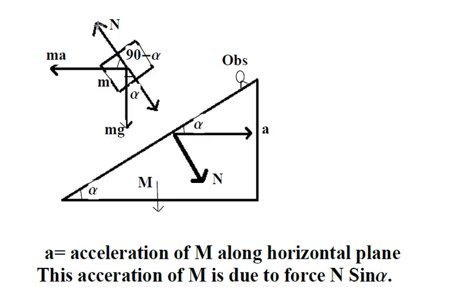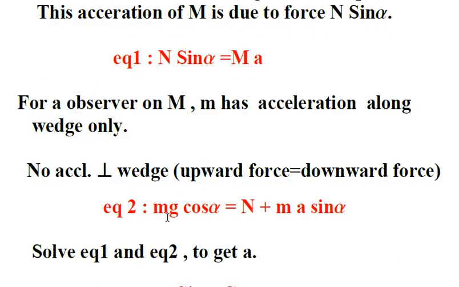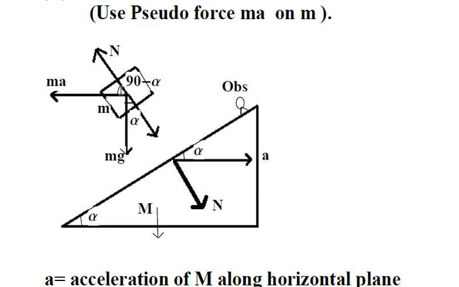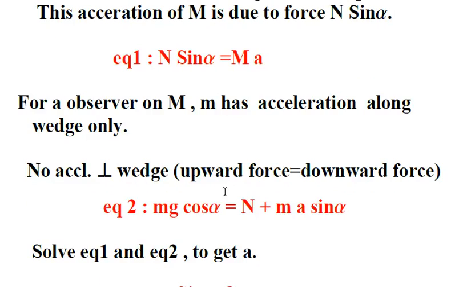So for this observer, there is only one acceleration along the wedge. There is no normal acceleration. So net upward force must be equal to net downward force. So the component of ma along the normal, ma sin alpha plus N, must be equal to mg cos alpha.